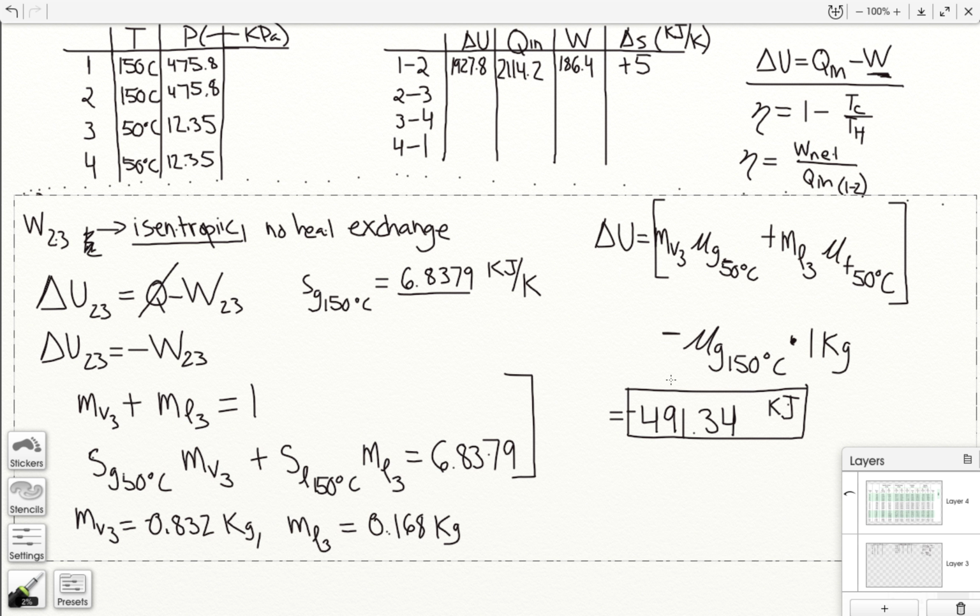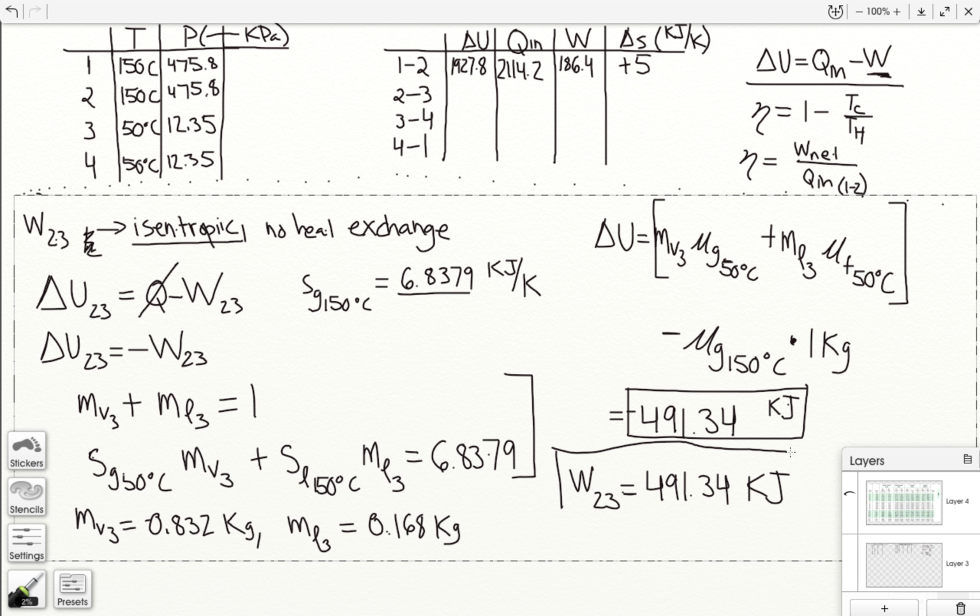This means, back to this relationship, that the work from 2 to 3 will be a positive 491.34 kilojoules. Again, this makes sense. It is positive as it should be, because the gas is still doing work from 2 to 3. So here we fill in a table; again, no Q from 2 to 3.